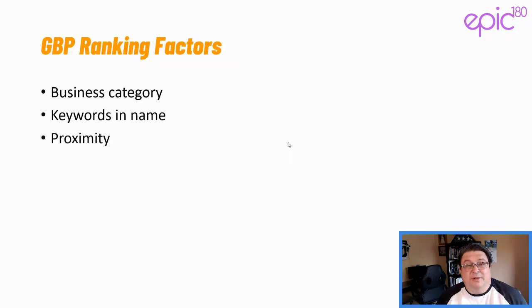The proximity, I'll explain how that works, but it depends on where the person searching for the business is searching from and how far away it is from the business, and that affects the result they're going to get. Also, link to your local pages. You always want to have your Google business profile linked back to your website. And if you have multiple locations, you want to link them back to specific pages for each location.